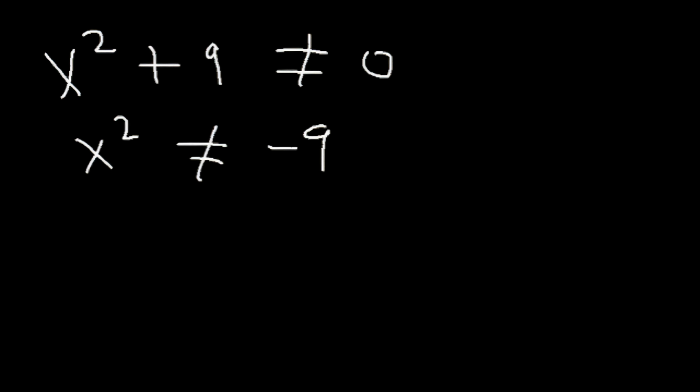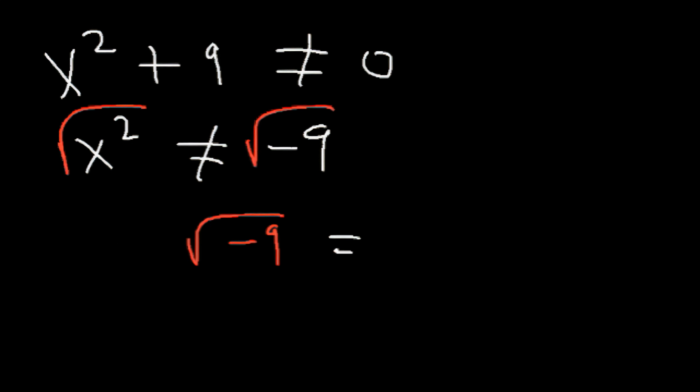If you plug in 3, 3 squared is positive 9. If you plug in negative 3, negative 3 times negative 3 is positive 9. So you can't take the square root of a negative number. The square root of negative 9 is not a real solution. It's an imaginary solution. This is equal to 3i, where i is equal to the square root of negative 1. So you won't get a real answer for x. If you want to look for an imaginary answer, then it's equal to plus or minus 3i.